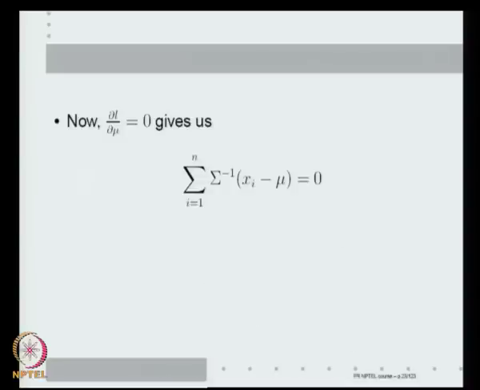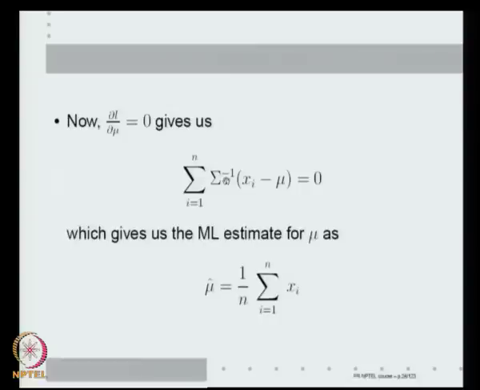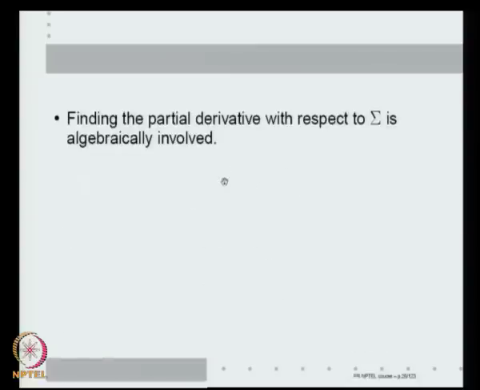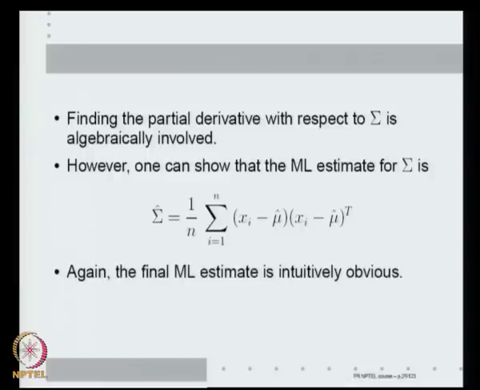Now, that is a little more tricky because I have to differentiate this expression with respect to a matrix. That is algebraically a little more involved. So, we will not do the details, but one can show that the ML estimate for sigma turns out to be 1 by n summation i equal to 1 to n (xi minus mu hat)(xi minus mu hat) transpose. While all the algebra is skipped, I hope you can see that the final estimate is intuitively obvious.